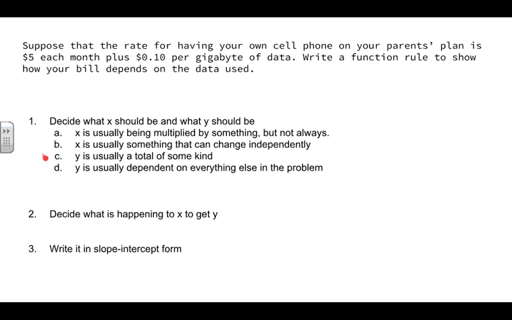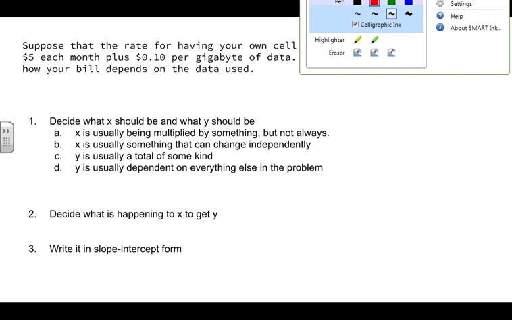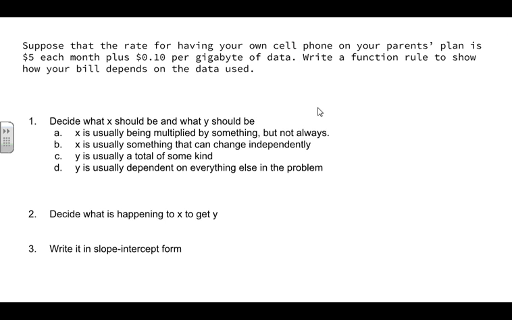First, we're going to decide what x should be and what y should be. Now that isn't always easy, so I included a few tips. A, x is usually being multiplied by something, but not always. B, x is usually something that can change independently. C, y is usually a total of some kind. And D, y is usually dependent on everything else in the problem. So let's try and figure out what x should be and what y should be.